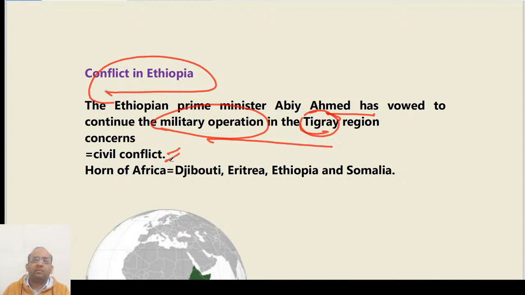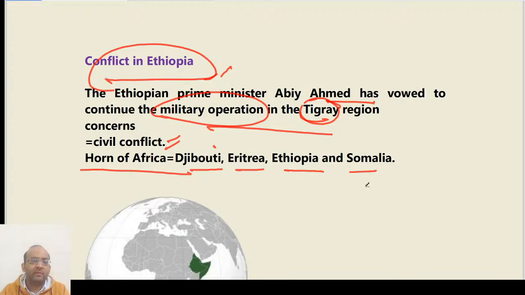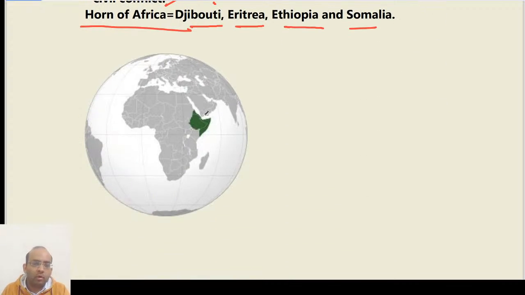the political power. So before coming to this issue in Ethiopia, let us understand what is this Horn of Africa. The Horn of Africa consists of regions of four countries, that is Djibouti, Eritrea, Ethiopia, and Somalia. So this is the Horn of Africa in the world map. So these four countries are there in this region.